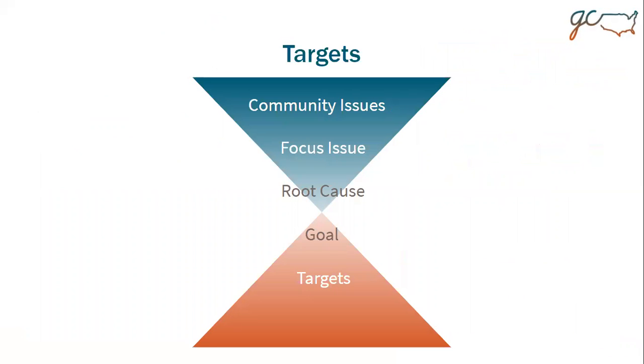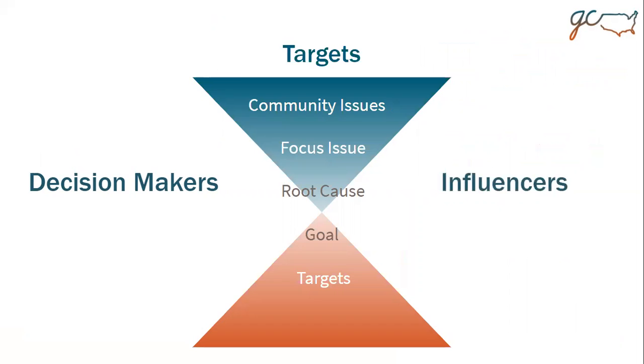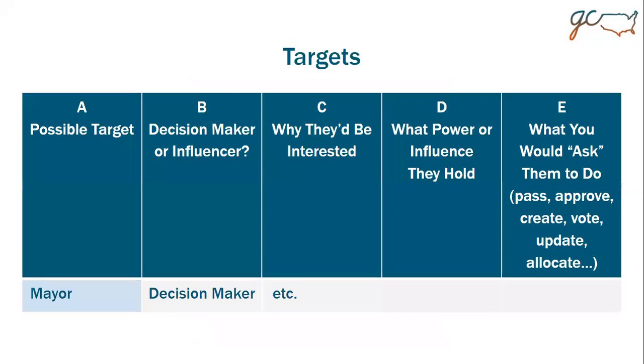So once you have that policy goal, you need to think about who are the people you need to contact. So you have decision makers, the people who are actually making the decision on the issue, and you have influencers, who are the people that can help influence that decision maker. And those are sort of the 2 ways that we think about our targets of outreach. And so oftentimes teachers will have this chart to help students navigate who they're going to reach out to. Are they a decision maker or influencer? Why they might be interested, the power they might hold, and this most important box, E, is like what you would ask them to do.